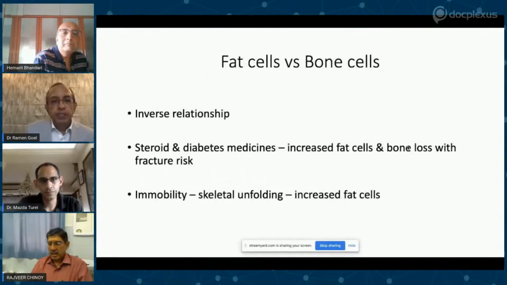Now, it has been seen that fat cells and bone cells have an inverse relationship. So within a bone, there is a bone marrow, and if you gain fat cells, you lose bone cells, and if you lose bone cells, you gain fat cells. And many of the diabetes medicines lead to an increase in fat cells and bone loss. So, Dr. Bhandari, is it possible to give an idea of these medicines that cause this, or is it basically the steroids which cause this? Do you see such patients?